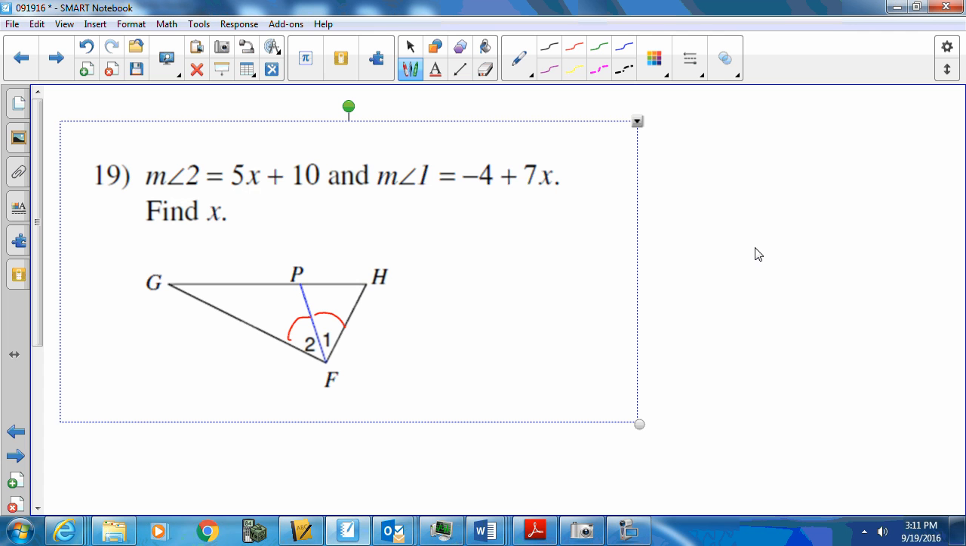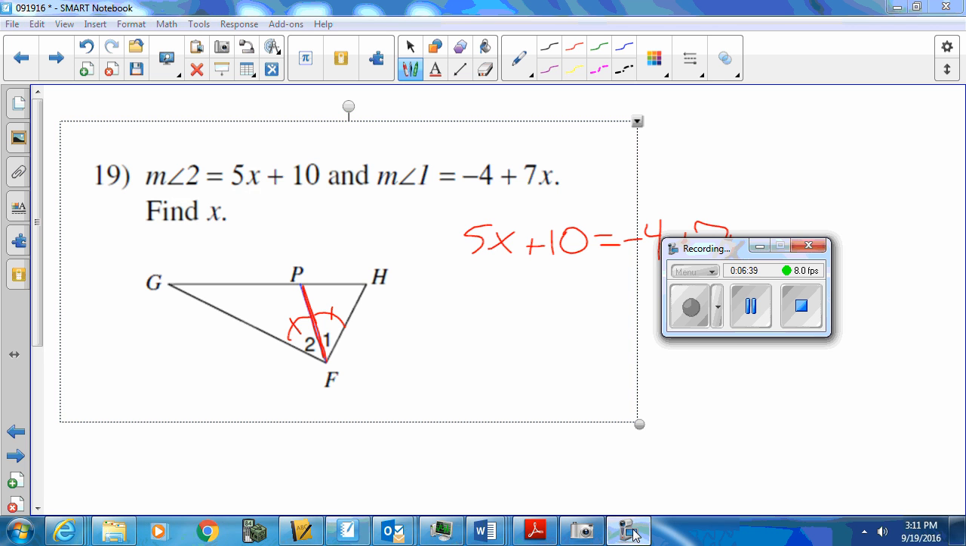What's the relationship? If this blue line, which I know on your homework it's not blue, but if you're watching this video it is blue, or it was blue until I colored it red, that line is the angle bisector. That means that angle 1 and angle 2 are congruent. So our equation now is going to be 5x plus 10 is equal to negative 4 plus 7x. We're going to solve that for x. So go ahead and try and do that. Take a second, and I'll come back.